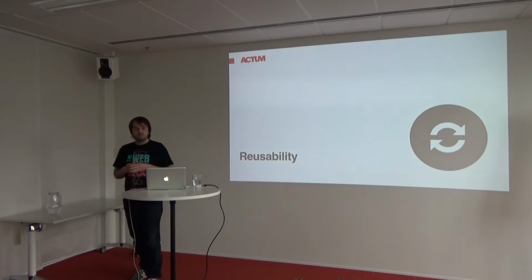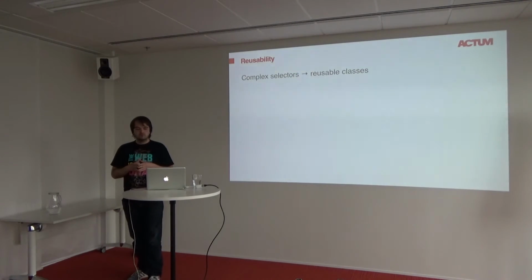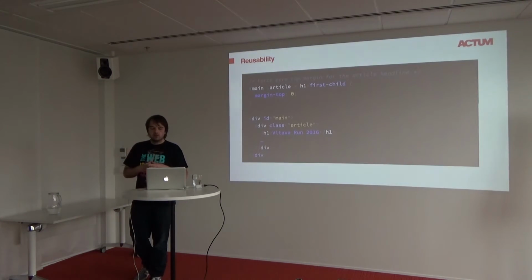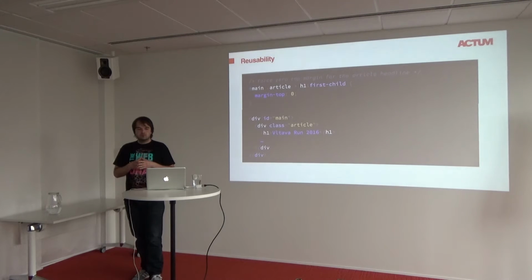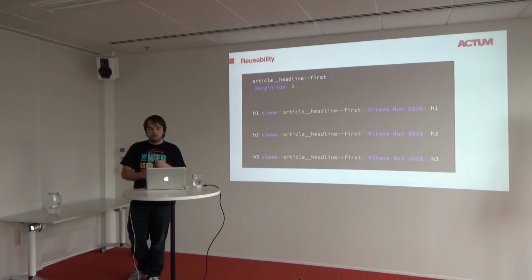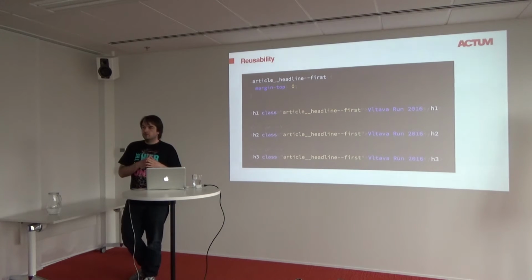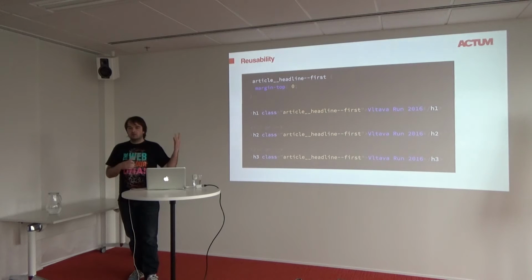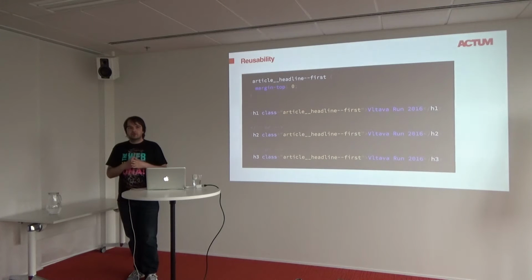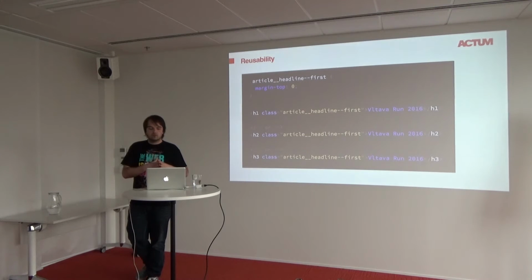Regarding reusability, we moved from complex selectors to reusable classes, thanks to methodologies like BEM from Yandex. Okay, again, our example, the poor one with CSS tightly coupled to HTML. How can we do it better? Well, with BEM, it's simple. We just create an article headline first, a reusable class, and then apply it to whatever headline we want. We don't need to create a rule for every element. We just create one reusable class and reuse it for all headlines.